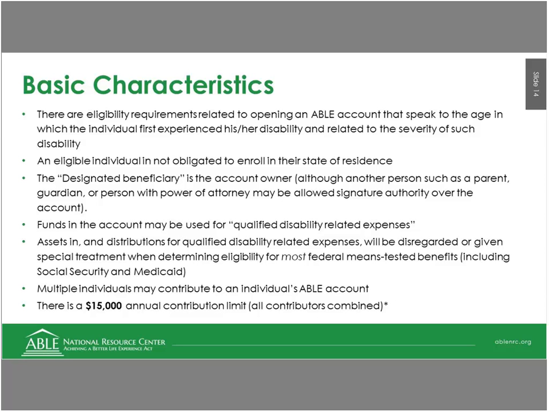Also, multiple people can contribute into an individual's ABLE account, including friends, family, and certainly including the beneficiary themselves, perhaps as a result of employment. There is an annual contribution limit, and it's actually set right now at $15,000. It previously was $14,000, but for 2018, it has been set at $15,000, and this is all contributors combined.